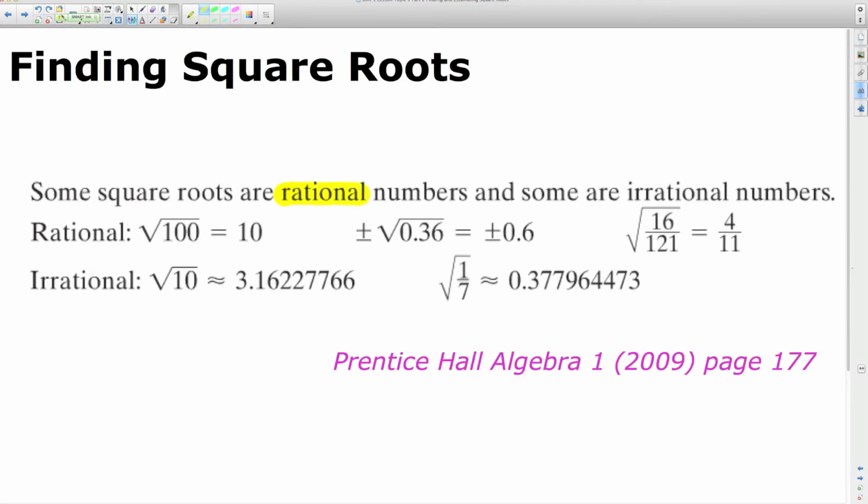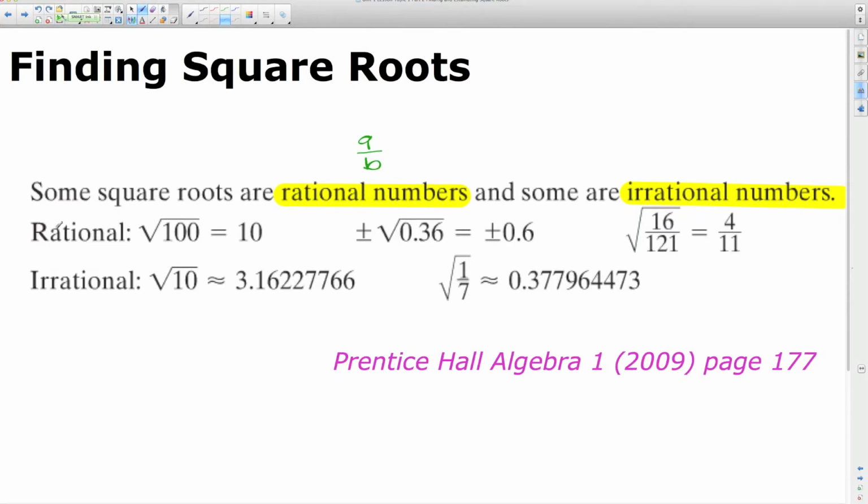Some square roots are rational numbers and some square roots are irrational numbers. Now, we learned about those in a previous lesson, where rational numbers are any numbers that can be expressed as a fraction in the form a over b. And irrational numbers are numbers that cannot be expressed as a fraction, that don't give us a repeating decimal number or a terminating decimal number.